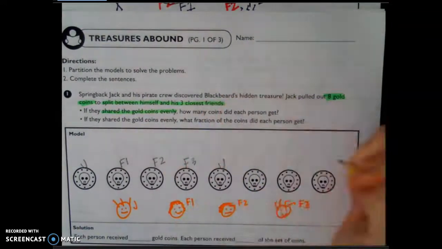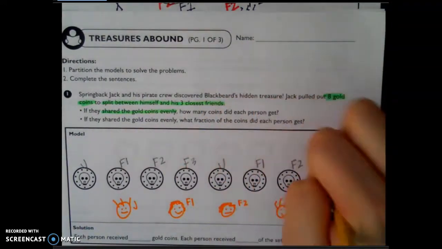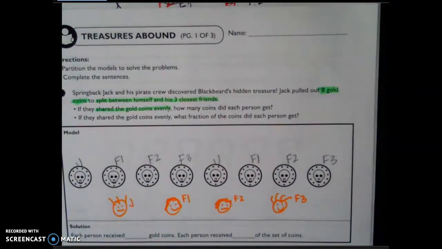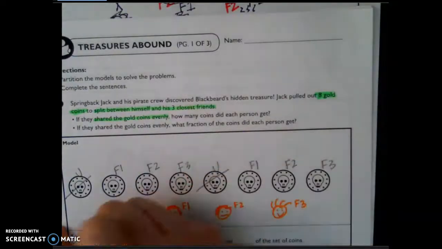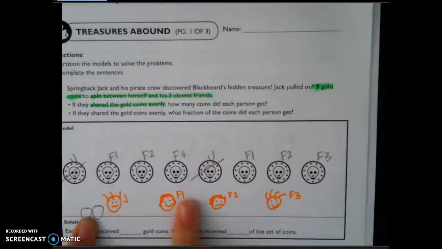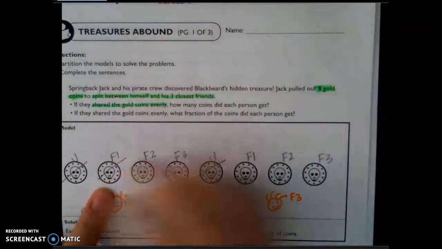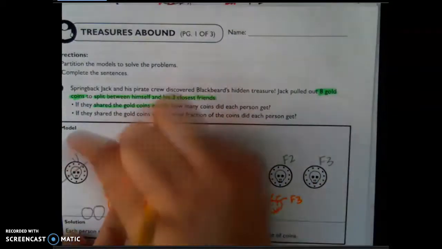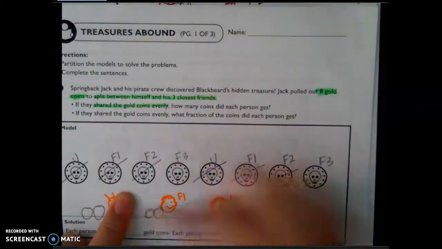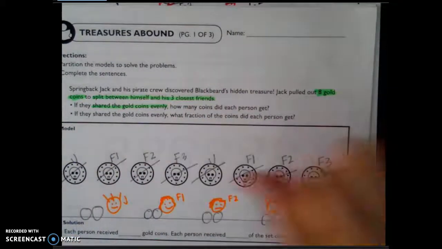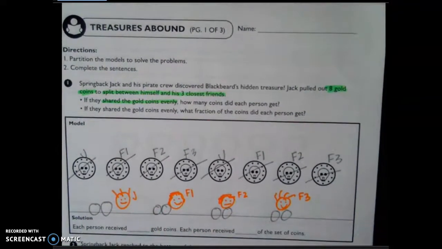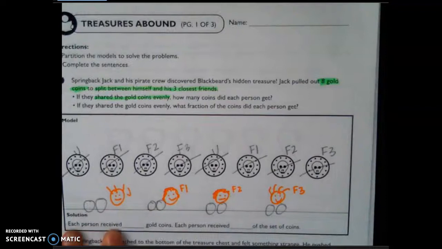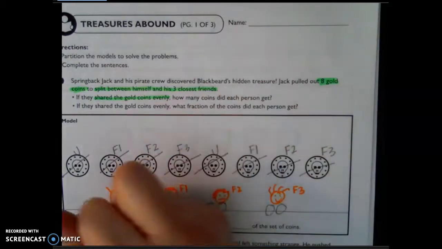So Jack, friend 1, friend 2, friend 3. Okay? So each person, so Jack has 2 coins. Those are the coins. Friend 1 has 2 coins. Friend 2 has 2 coins. And friend 3 has 2 coins. All of the coins are gone. Every single friend has the same amount of coins. Okay? So each person received how many coins? Each person received 2 gold coins.